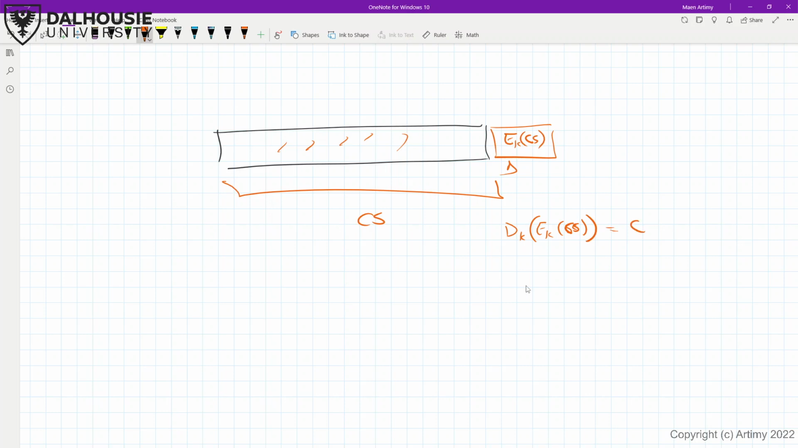So now these two have to match. If they don't match, this means that somebody changed the message. The message itself could be plain text. It could be not encrypted, right? Just open.